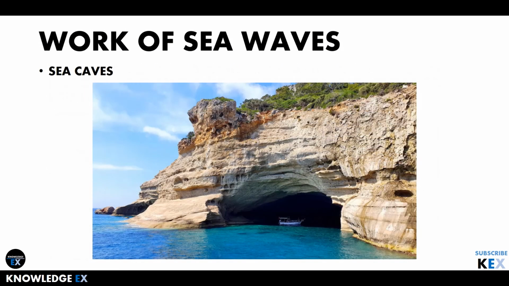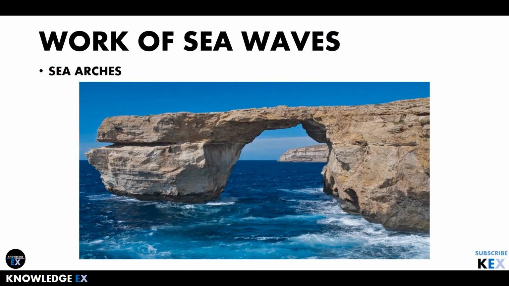Next is the work of the sea waves. The erosional feature of the sea waves continuously erodes the rock, and you can see that a cave-like structure has been formed by the erosional work of the sea waves. That is called a sea cave. These are sea arches. Sea arches are formed because of the erosional work of the sea waves. As you can see, the continuous erosion of the sea waves has deformed this rock and a bridge-like structure has been formed. These are sea arches.